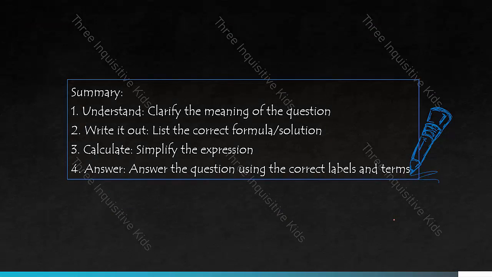Number 1, clarify the meaning of the question. What is this word problem telling you to do? Are you going to be adding and subtracting? What are the values it's given you? And then you're going to write it out in mathematical terms. You have to list the correct formula or the correct equation. And then you simplify the expression or equation. And then you have to answer the problem. You have to answer it using labels, and sometimes you can use a full sentence.